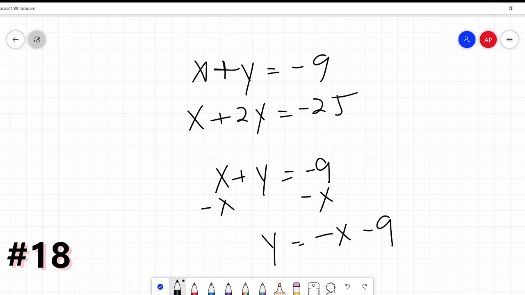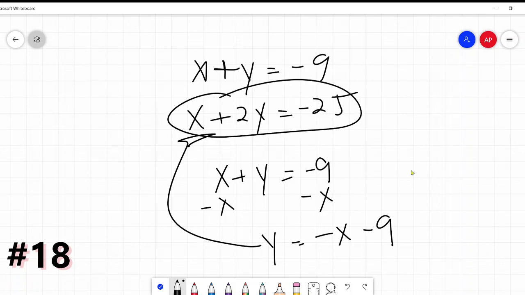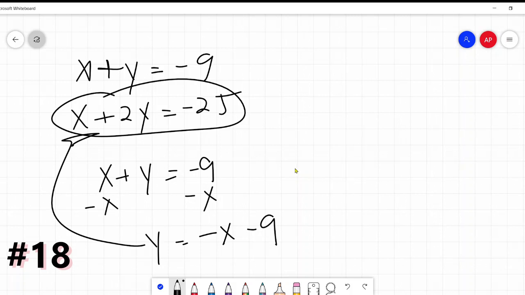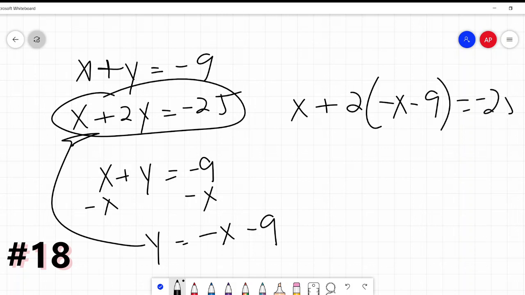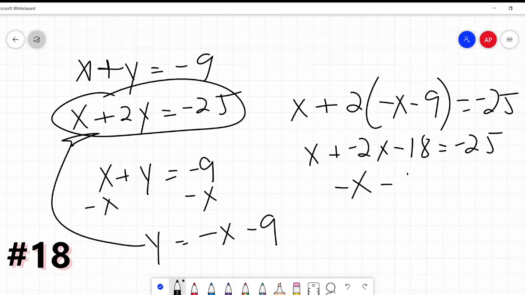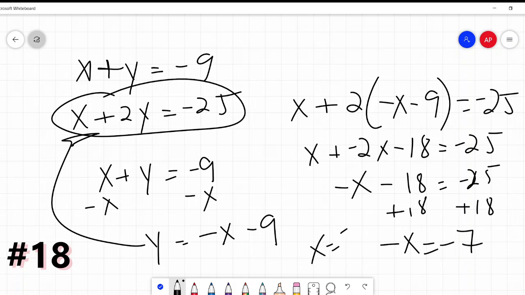Subtract x from both sides, and I get y equals -x minus 9. Once I know that, I can plug that back into this equation up here. So x plus 2 times -x minus 9, because that's what y is equal to, equals -25. I get x plus a -2x minus 18 equals -25. X plus -2x is -x minus 18 equals -25. Then I add 18 to both sides, and I'm back with -x equals -7, or x equals 7.